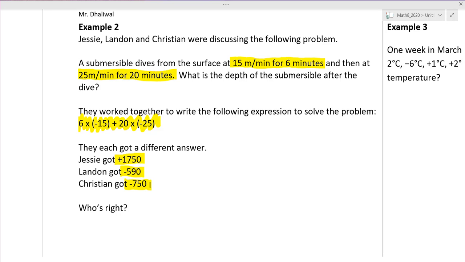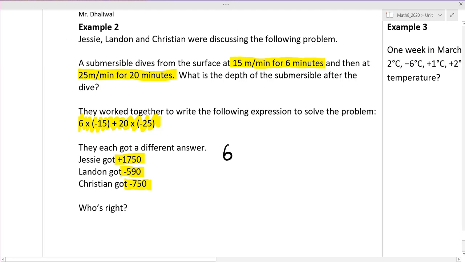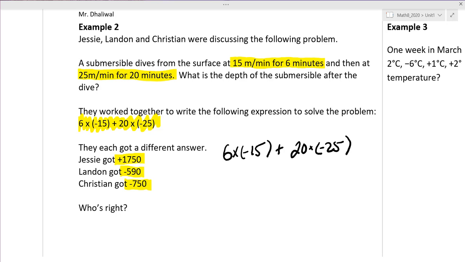All right, so we start off with the equation that they give us. So they said 6 times negative 15 plus 20 times negative 25. So we've got to apply our BEDMAS rules here. What calculation do we do first? Yes, Lachlan? The brackets. All right, and what is there inside the brackets to do?